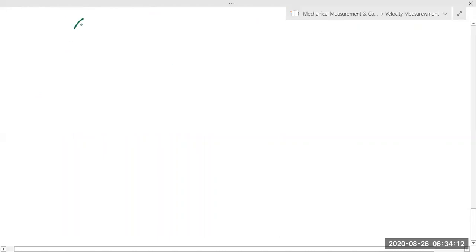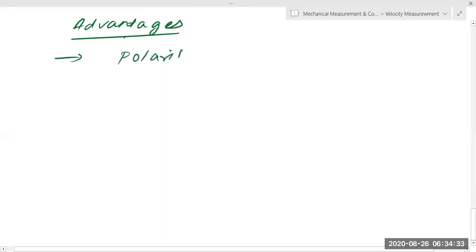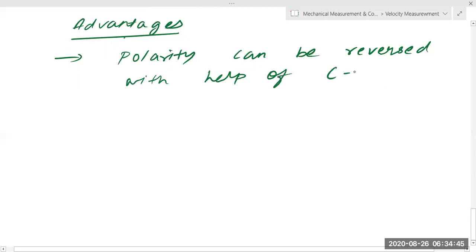What are the advantages if I would like to list them for you? If you remember, what were the advantages? If you can just think about it, that would also be better. But I'll list it for you. The first advantage is polarity can be reversed with the help of commutator and brush.